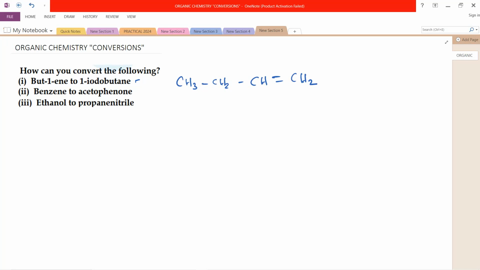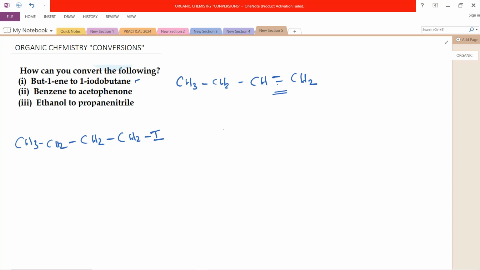So what we have to convert? We have to convert this into iodobutane. So what is iodobutane? Let me write here. CH3 CH2 CH2 CH2I. This is iodobutane. So this is what we have to do. What happened here? This double bond has been converted and iodine has been added here, right? This is what happened here. How can we make this conversion?